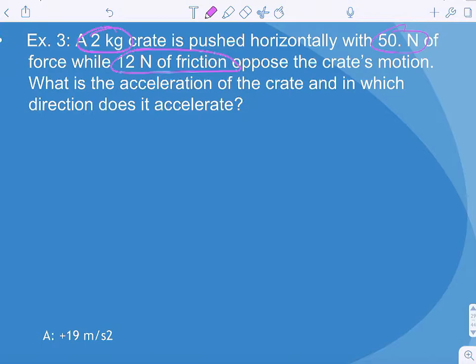Oops, that is not as flat of a line as I want it to be. So 2 kilograms, horizontal force of 50 newtons. They didn't specify which way horizontally, so I'm just going to draw it to the right. 12 newtons of friction. Friction typically opposes motion and goes in the opposite direction, so I will draw 12 newtons going the opposite way. What is the acceleration of the crate?